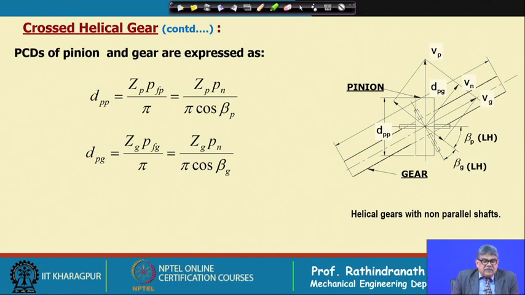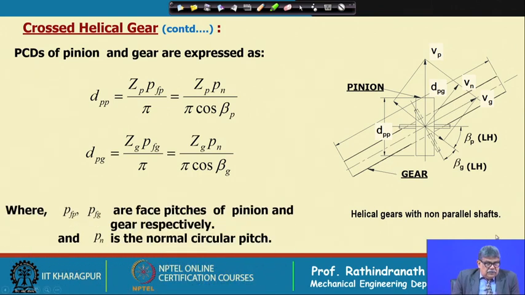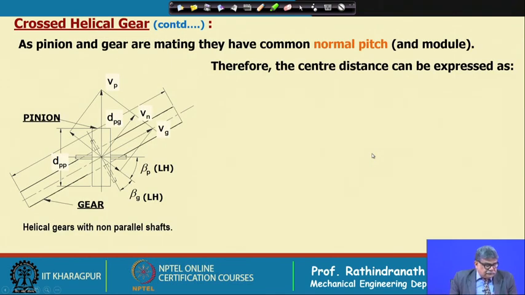Similarly, the pitch circle diameter of the gear is expressed by ZG into normal pitch divided by pi into cos of helix angle of the gear. Here, as already told, PFP and PFG are the face pitches of pinion and gear respectively, and PN is the normal pitch in the normal direction. Okay. So, one pitch we are measuring, say for example, in this case, the pitch is like this. If we measure the pitch, say this helix is shown in this direction on the gears, so this is our face pitch.